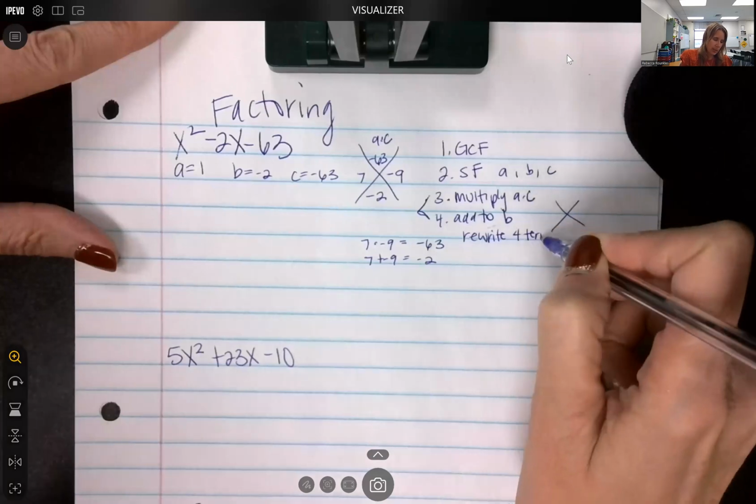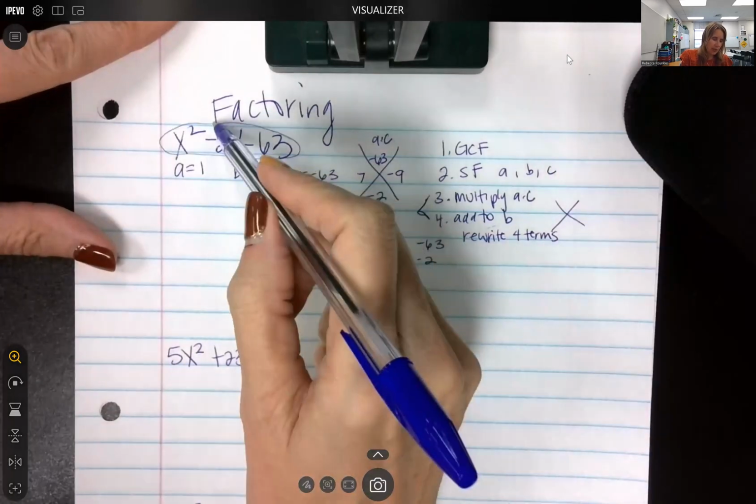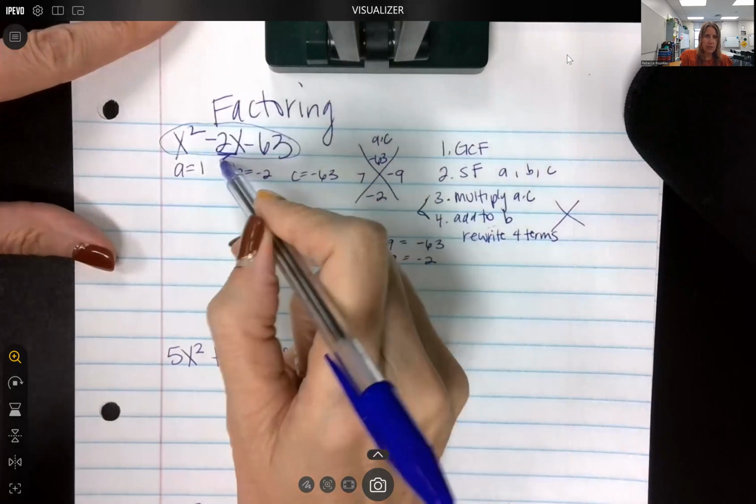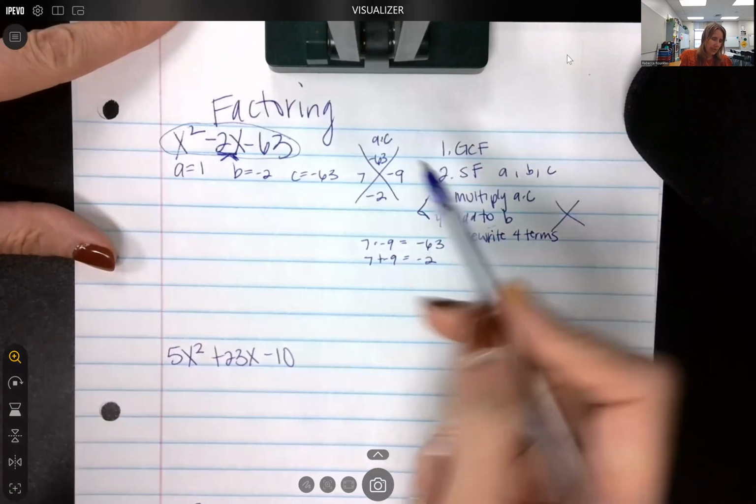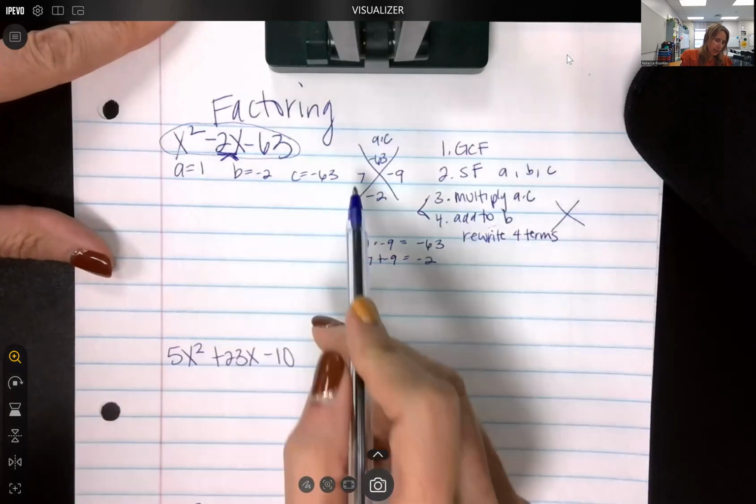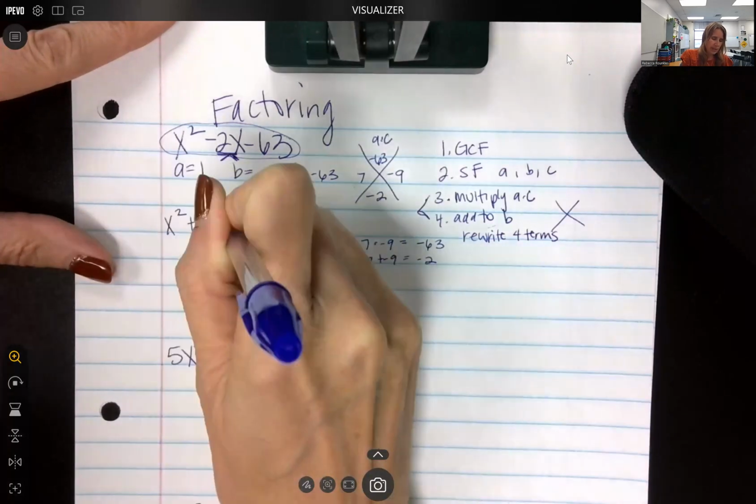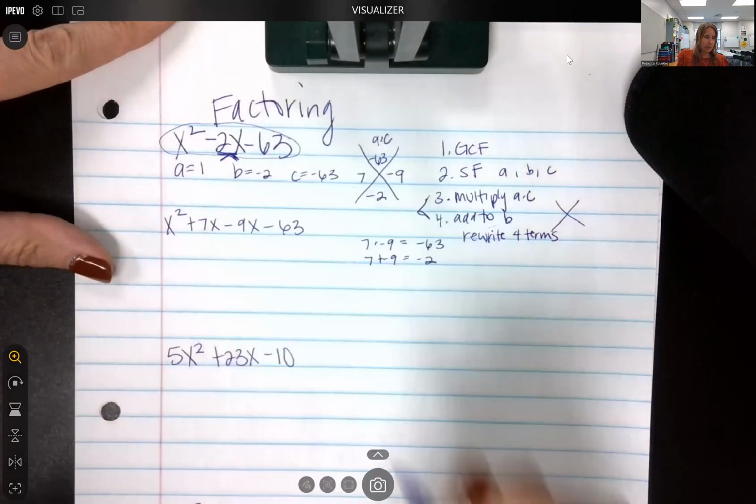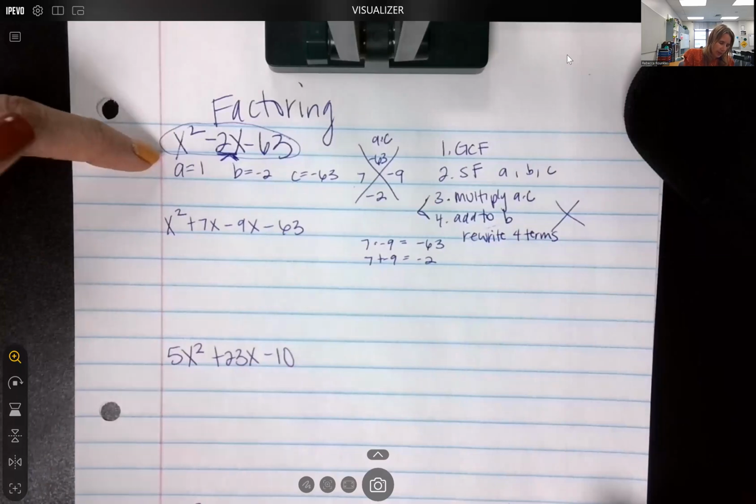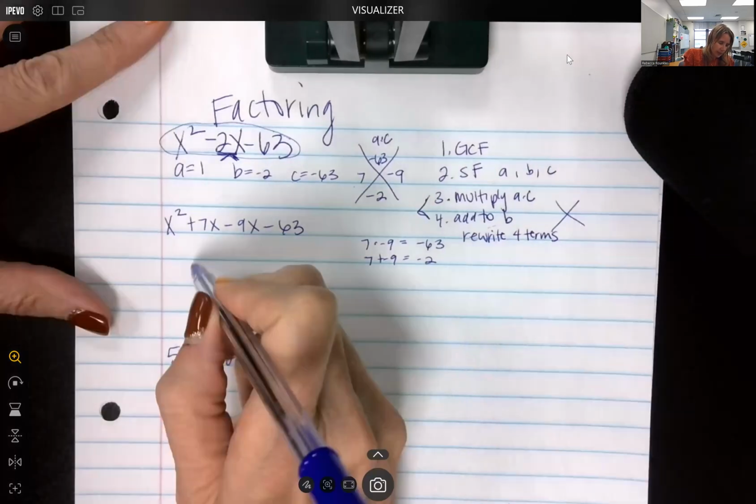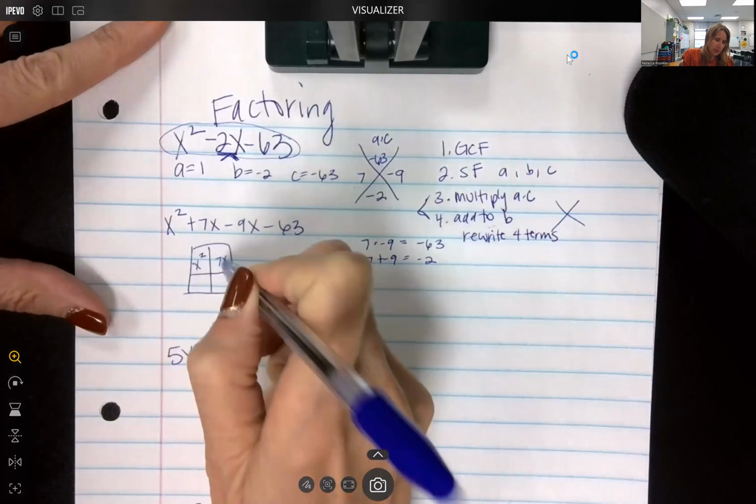Okay, so this expression right now has 3 terms. So I'm going to change the middle term into 2 terms so that there's 4 terms total. That -2x is going to be the 7 and the -9 that we came up with. So x squared plus 7x minus 9x and minus 63. Okay, so I rewrite the expression using 4 terms, and then we go to our box. x squared, 7x, -9x, and -63.